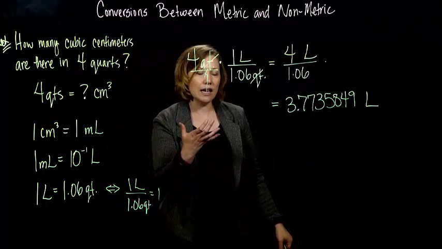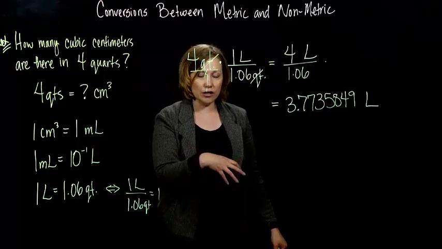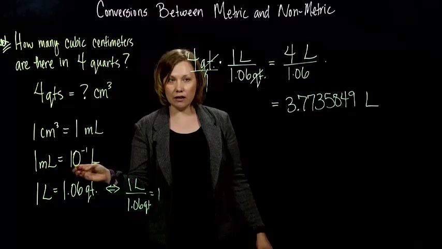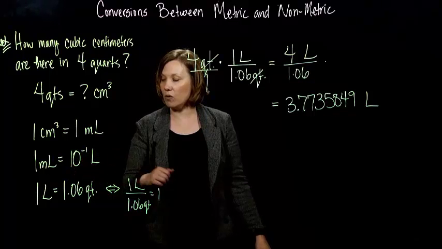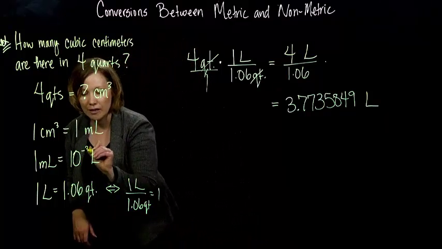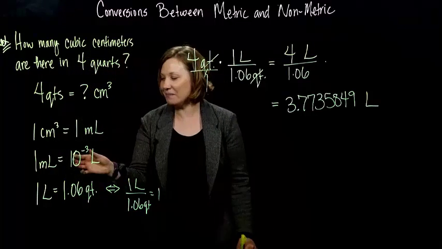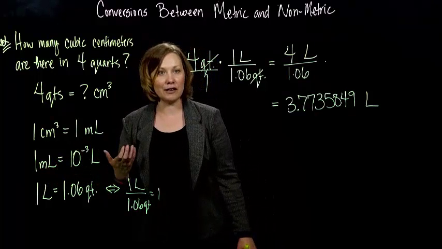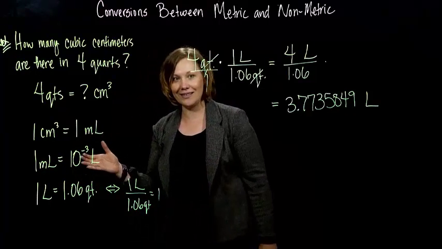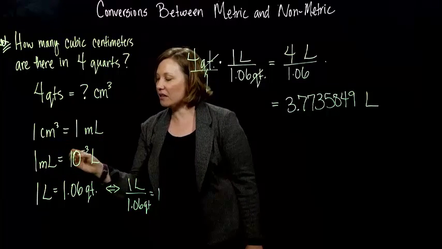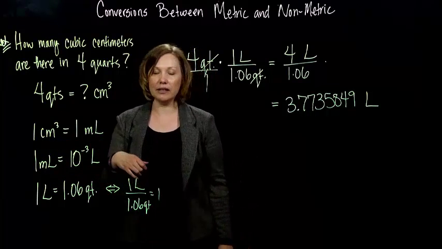So now I need to take my liters to milliliters. So I see I've got 1 milliliter is the same thing as 10 to the minus 3 liters. Sorry, this should be 10 to the minus 3, for 1,000. Excuse me. So 1 milliliter is equal to 10 to the minus 3 liters. Was that confusing you the whole time? You were thinking about that the whole time I was talking? Yeah, so 1 milliliter is the same thing as 10 to the minus 3 liters.